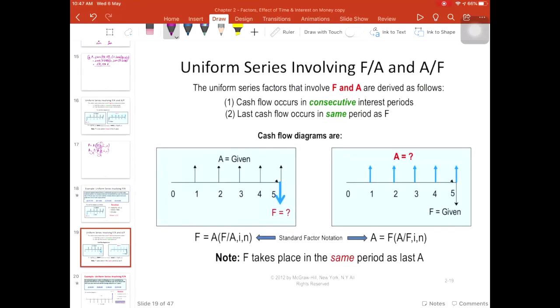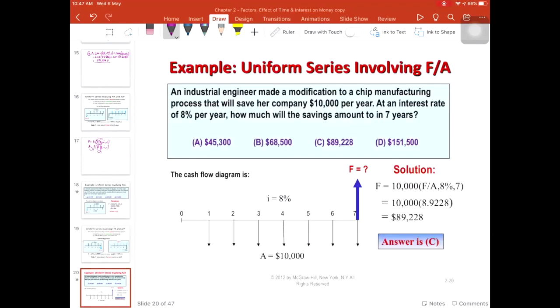So same as P over F and A over F. That means the future is after 5 years. The present is now. So you know that the future is at the end of the cash flow diagram. So A is given. So for F over A, you have to find F, A is given, or you have to find A, F is given. Okay. Actually, it's same as before. Right. Just go direct to the example.